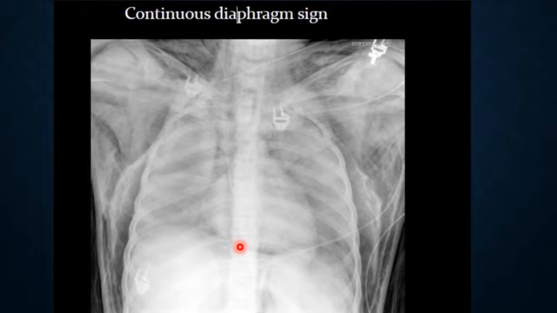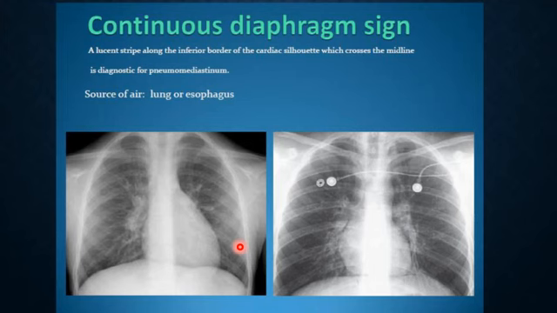When you see the diaphragm under the heart, that means there is something between the diaphragm and the pericardium, which is air, that makes it visible. So this is what's called the continuous diaphragm sign. It is a lucent stripe along the inferior border of the cardiac silhouette, which crosses the midline, and it is diagnostic of pneumomediastinum. The air usually comes either from the lung or from the esophagus.